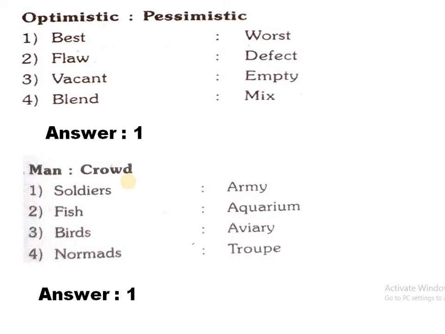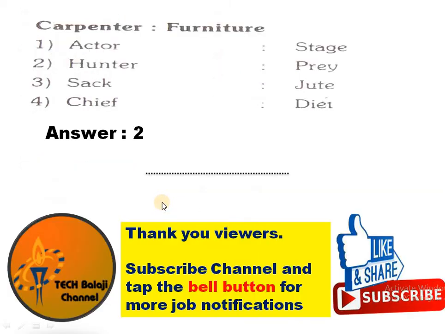Next is man, crowd. A group of men is normally called a crowd. Similarly, in that sense, a group of soldiers is called an army. So that answer is correct. A group of fish we cannot call an aquarium. A group of birds we cannot call an aviary. So that is different. The answer is a group of soldiers is called an army. That is the correct answer.